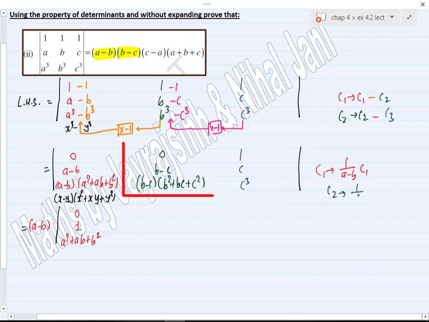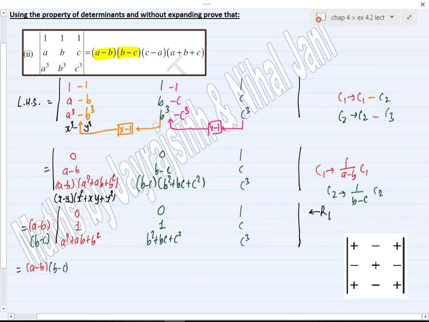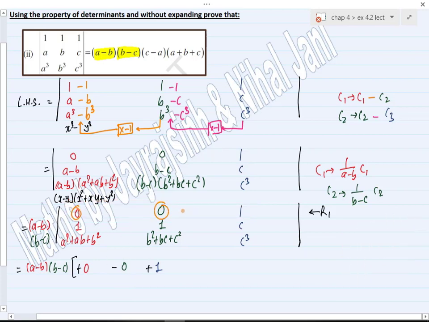Similarly, we can take b minus c common from the second column: 0, 1 and b square plus bc plus c square. And the third column will be as it is. And don't forget to multiply b minus c with the determinant. Our a minus b and b minus c will be as it is. Let's expand our determinant with respect to the first row. So their signs are plus, minus, plus, and their elements are 0, 0 and 1. We don't have to worry about the minor of 0 and 0 because 0 into anything will be 0.